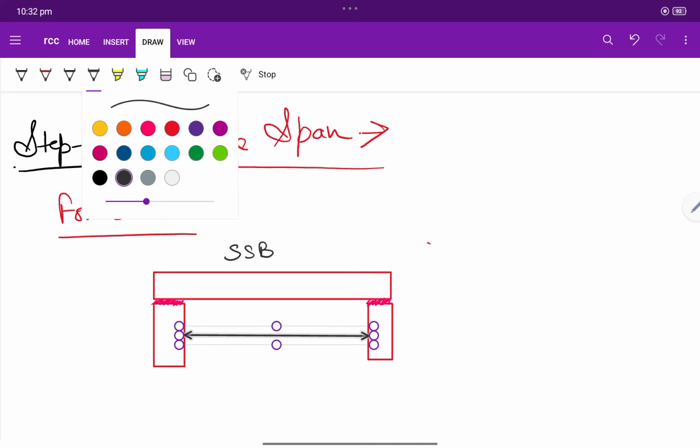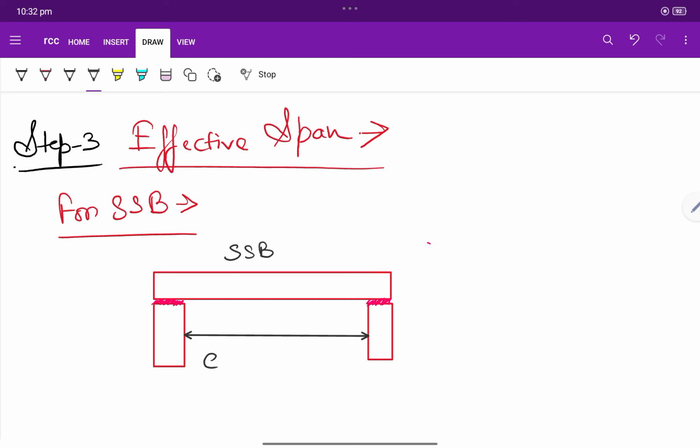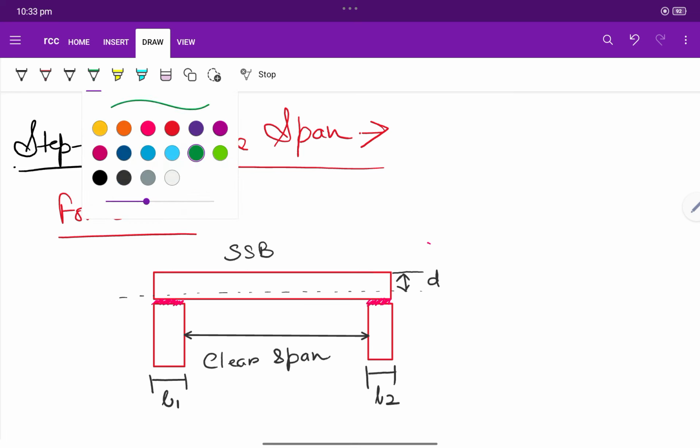Okay, so this one is called the clear span. Say we have the support widths B1 and B2. Let's say this is the effective cover, and from this part, this is the effective depth.